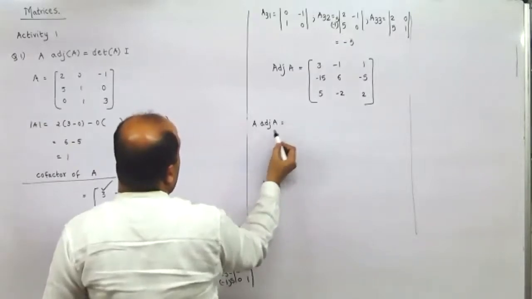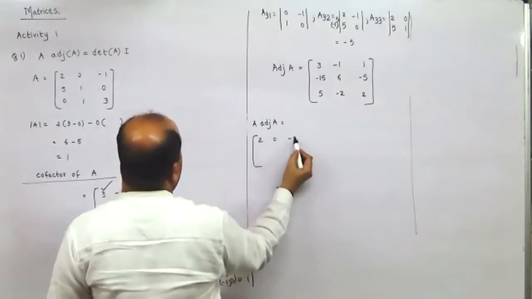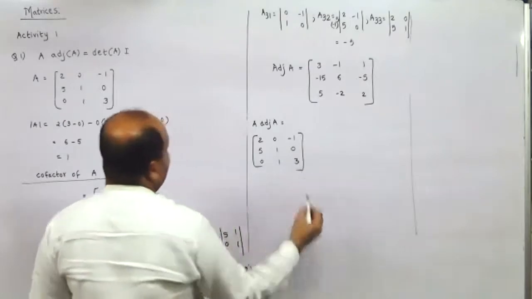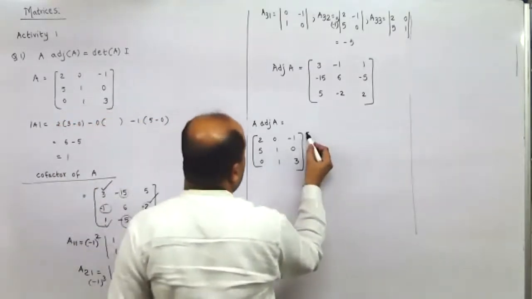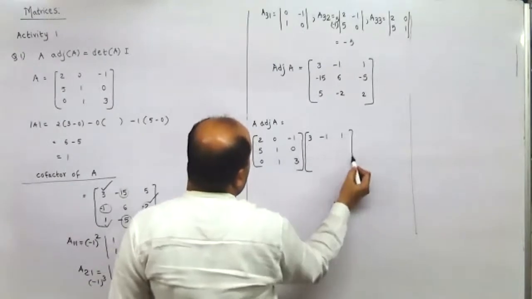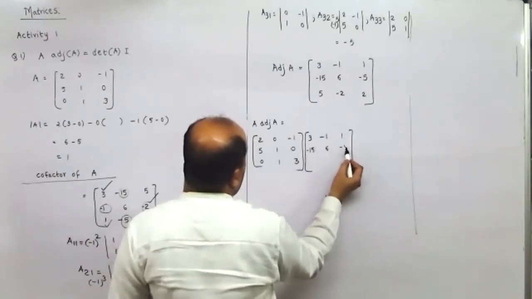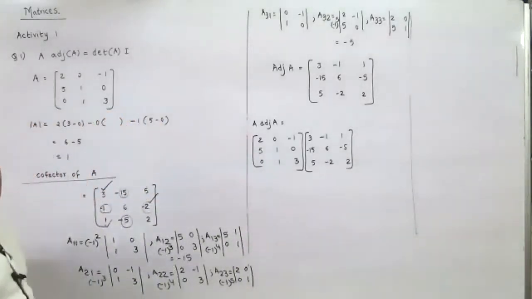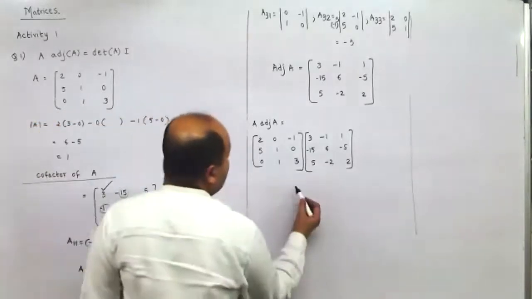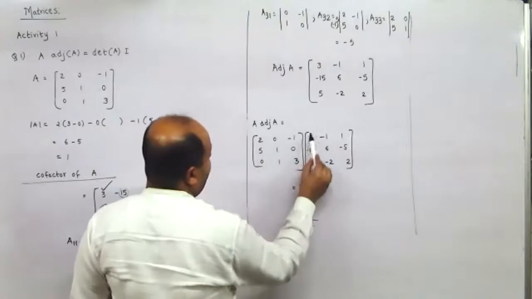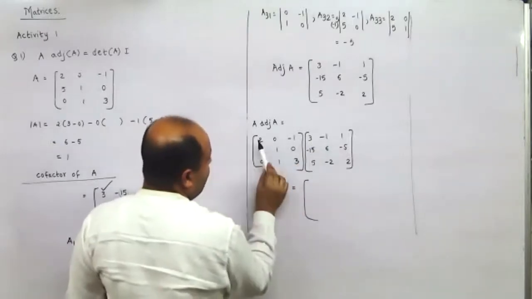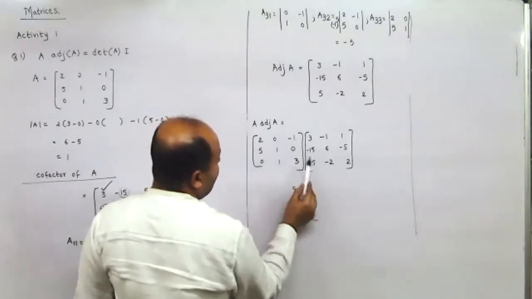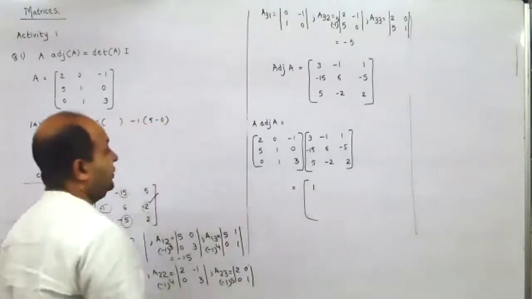A into adjoint of A would be 2, 0, minus 1. This is 5, 1, 0. This is 0, 1, 3. Into adjoint of A means this one, 3 minus 1, 1. This is minus 15, 6 minus 5. This is 5 minus 2, 2. So here A into adjoint of A would be, first row, first column. So first row, first column means multiply first element with first, second with second, third with third and add it. 2 3s are 6 plus 5. 6 minus 5, that is 1.